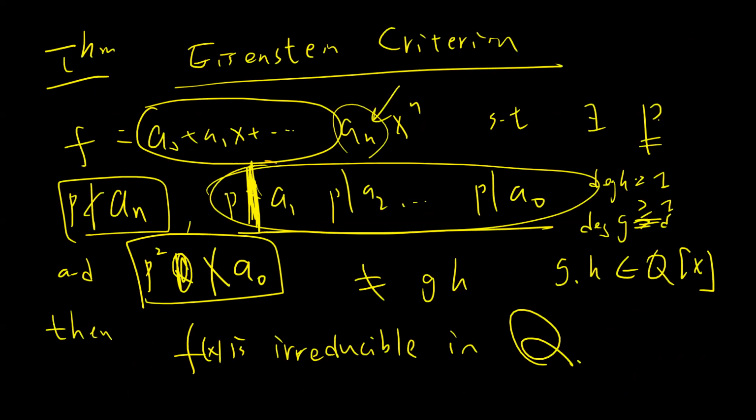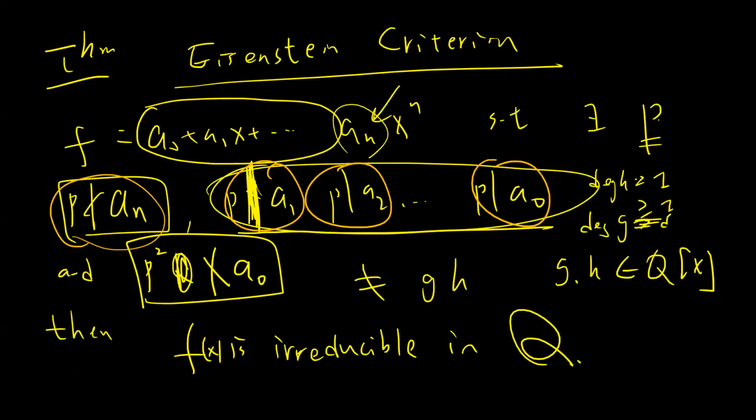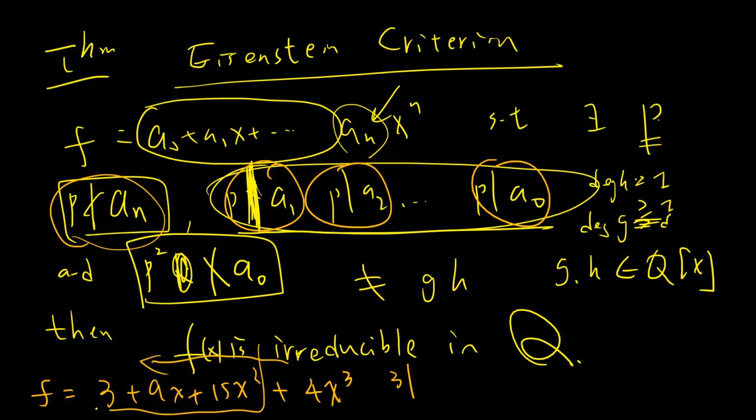So you can construct a lot of examples. Let me construct another one. Remember that we need everything to be divisible by p, but p squared does not divide a0. Let's use 3. Take f to be 9 + 9x + 15x squared + 4x cubed. Now 3 divides all the coefficients except the highest one, but 9 does not divide the constant term. So f is irreducible.